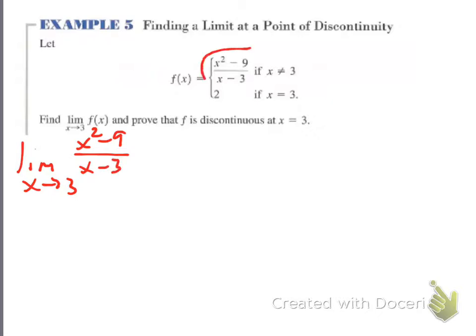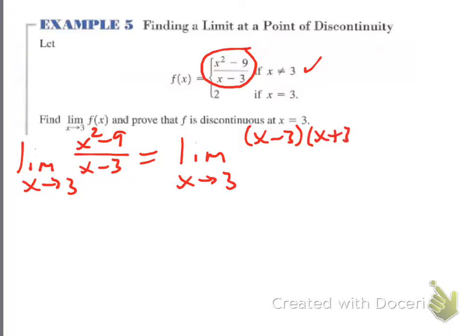Now we're going to use this piece because x doesn't equal 3, it's approaching 3. So this is for when x is not equal to 3. Well, if I plug 3 in right now, we're screwed. But if I factor the numerator, x minus 3, x plus 3, the x minus 3's cancel out. Now we can plug 3 in, so our limit is 6. Okay? So as x approaches 3, that graph approaches 6.